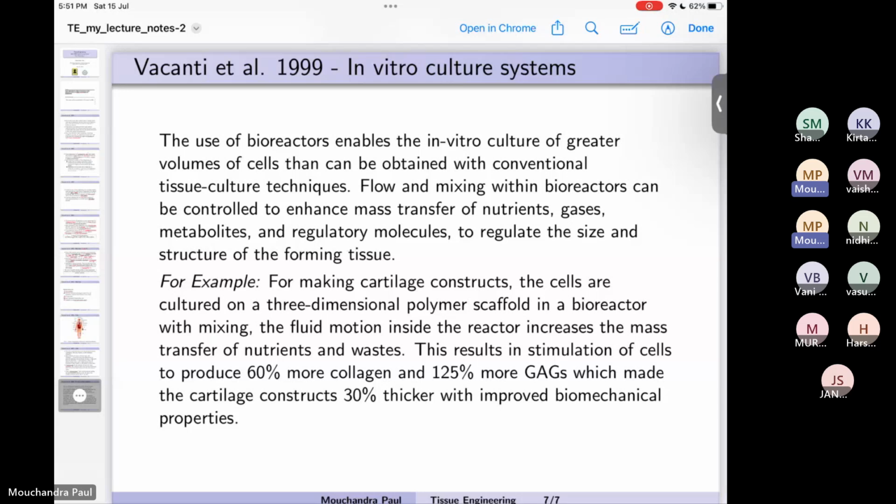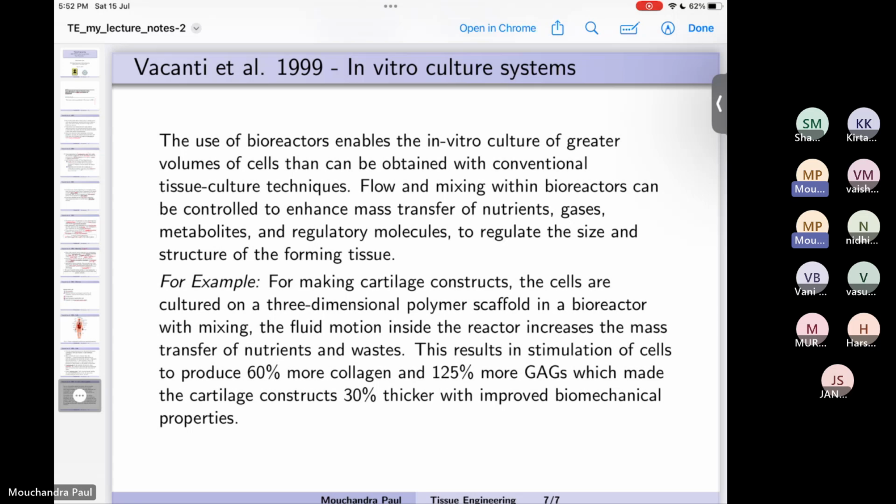Then only you can create, at a time, say, hundreds of these products, and then you can help hundreds of these patients. But in lab scale, you can only create a product for only one person, so that is not very economical, right? So one example of how the use of bioreactors has actually helped in making a tissue engineered product is given.